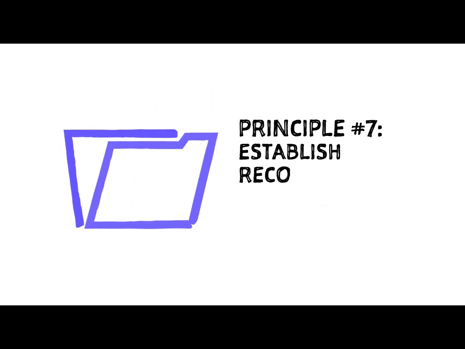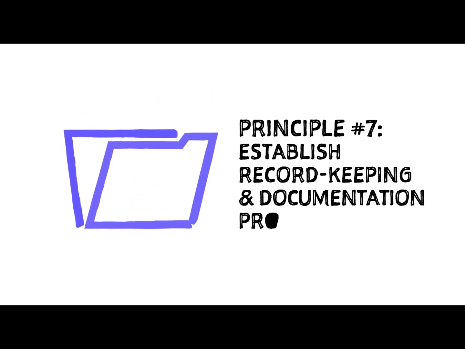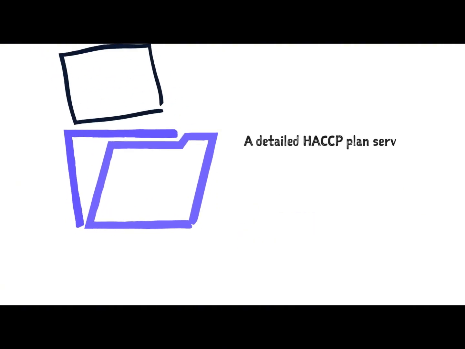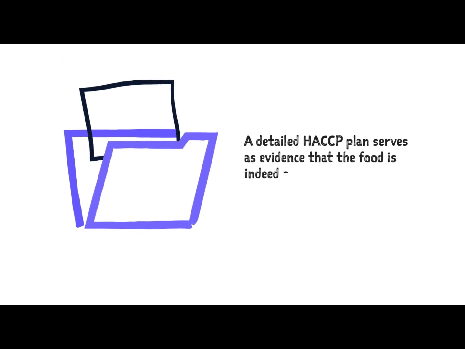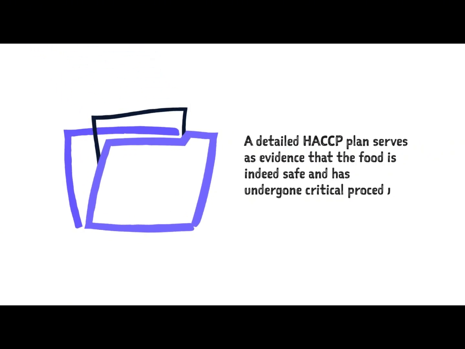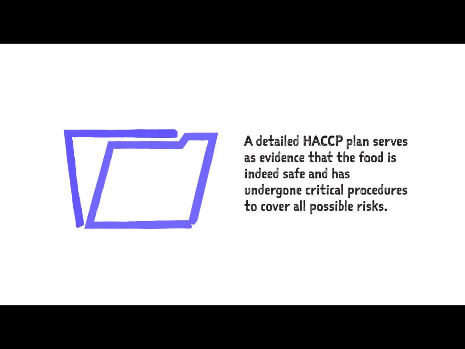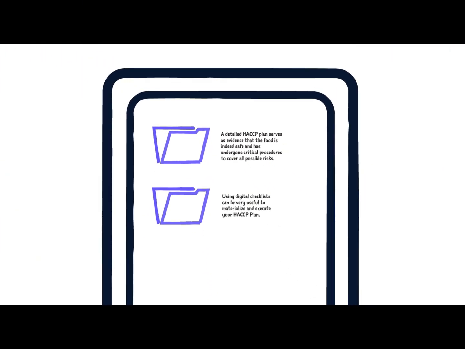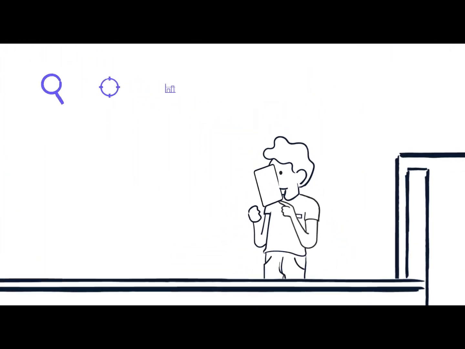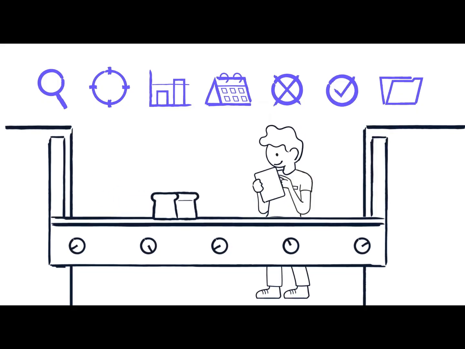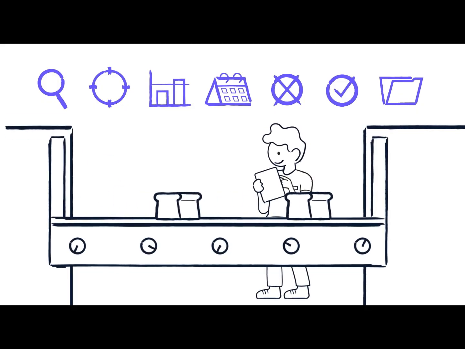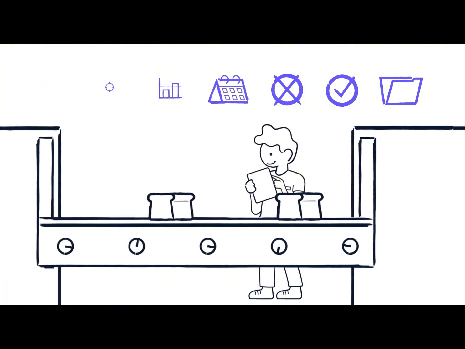Principle number 7. Establish record-keeping and documentation procedures. A detailed HACCP plan serves as evidence that the food is indeed safe and has undergone critical procedures to cover all possible risks. Using digital checklists can be very useful to materialize and execute your HACCP plan. A seamless execution of HACCP in your organization can be possible by utilizing modern technology.